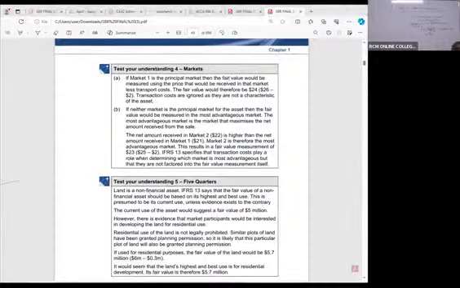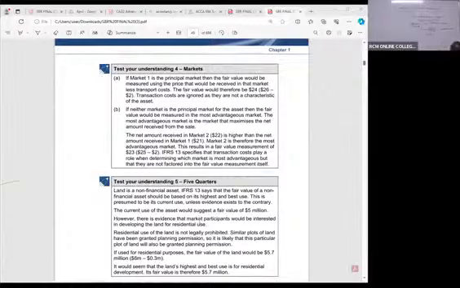So land is a non-financial asset. IFRS 13 says that the fair value of a non-financial asset should be based on its highest and best use. This is presumed to be its current use, unless evidence exists to the contrary. The current use of the asset would suggest a fair value of 5 million. However, there is evidence that market participants would be interested in developing the land for residential use.